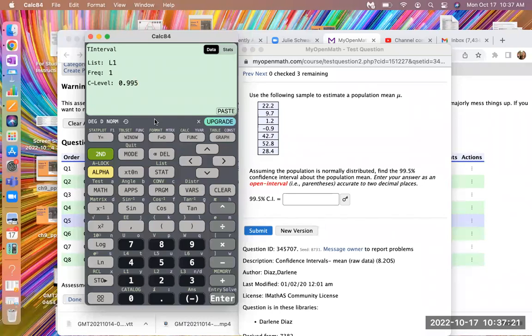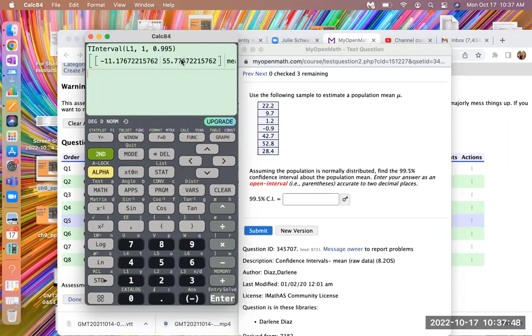And by the way, I'm using a free calculator that I found online. It's called Calc84. It's very similar to your TI-84 calculator, but if you are taking tests and you have to use your TI-84, I would try your best to do the same process. It's very similar on your TI-84. All right, and then enter. And then I press enter one more time.